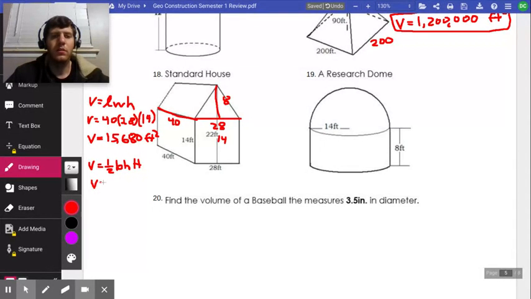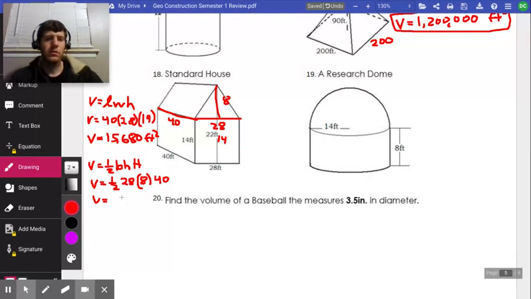So if we put that all in our equation here, we have 1/2. The base is 28 of the triangle. The height of the triangle is 8. And then the capital H, the distance between the bases, is going to be 40. Okay, so we can put that all into our calculator. 1/2 times 28 times 8 times 40 is 4,480. 4,480 feet squared.